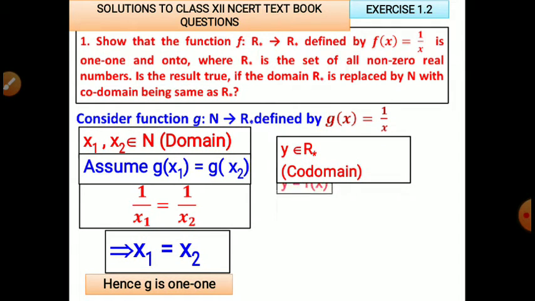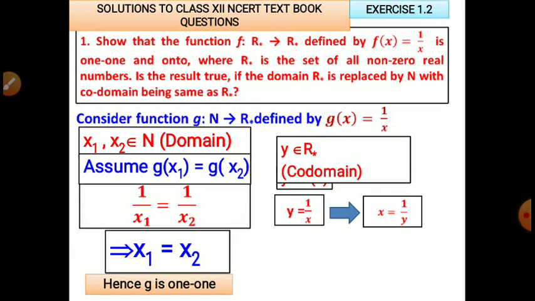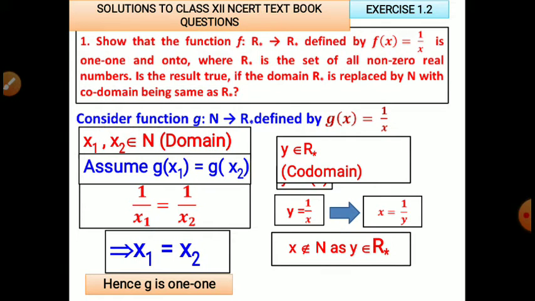And y belongs to the codomain, here R star, and y equals g of x, so x equals 1 by y. But y is any real number, and x will not be a natural number. Suppose y equals 2, then x equals 1 by 2, and 1 by 2 is not a natural number, so that is why it is not an onto function.